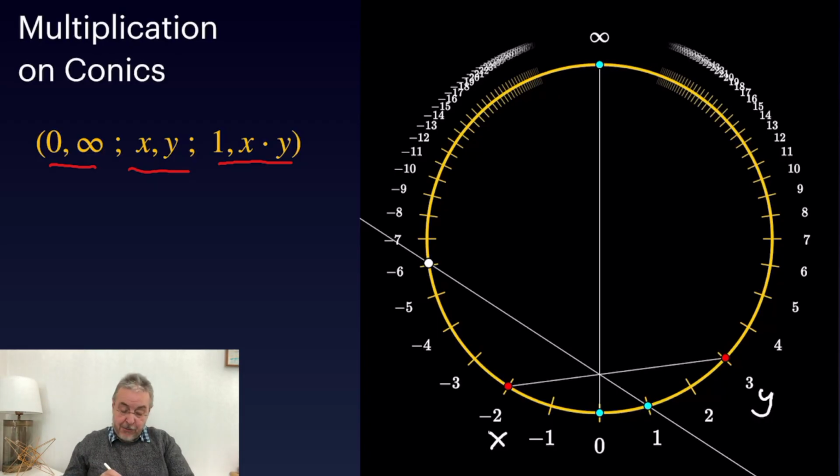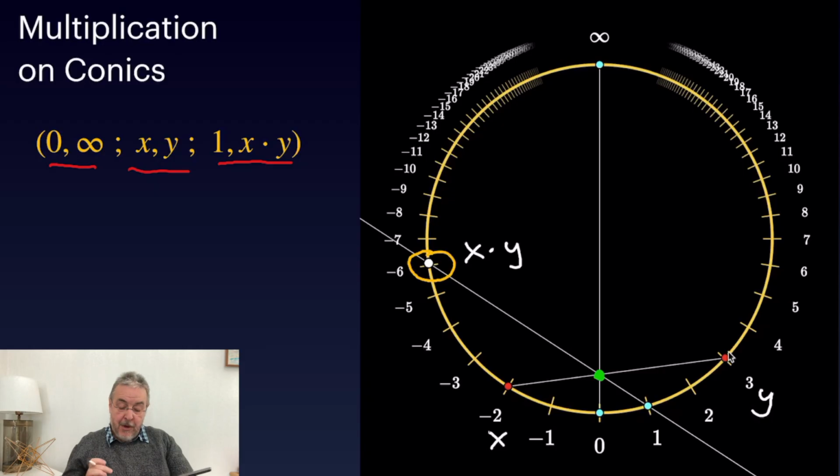Just connect those points, intersect it with the line connecting 0 and infinity, you get a point of intersection here. And if you connect 1 to that point here, then you get a line that intersects your conic at the scale point that corresponds to x times y. So here you see the really deep equation that -2 times 3 is -6.